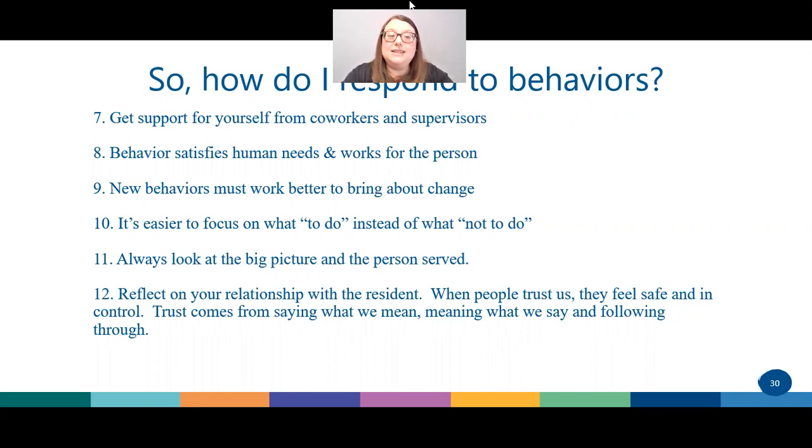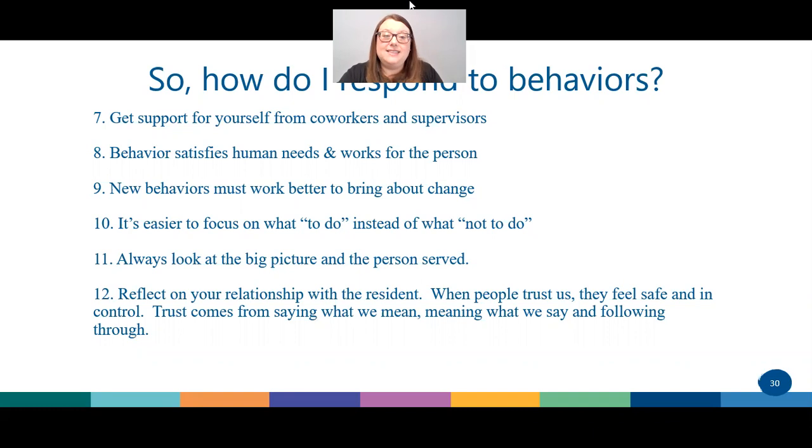Another great tip is that it is often easier to focus on what to do instead of what not to do. So we want to avoid making statements like, stop picking at your skin or, stop yelling, because if we tell somebody what not to do, they are often left wondering, what do I do? And they're at a loss.